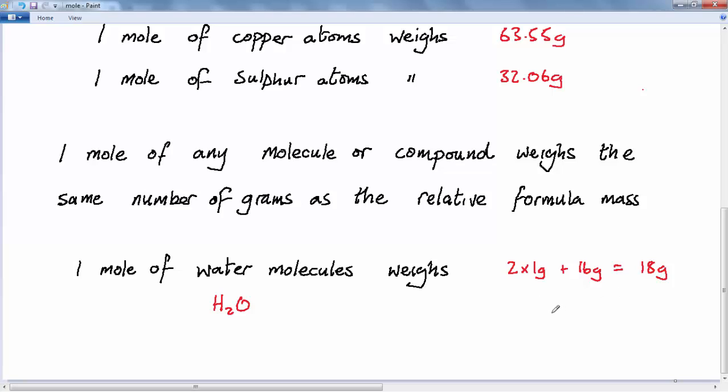Remembering that the density of water is 1 gram per milliliter, we can also say that 18 grams of water will have a volume of 18 milliliters. So if you pour out 18 milliliters of water into a cup, then you can say that that cup will contain exactly 6.023 times 10 to the 23 molecules of water, or 1 mole of water molecules.